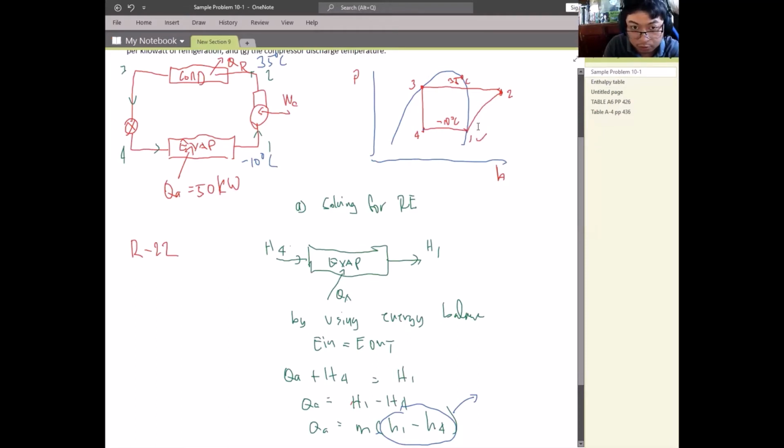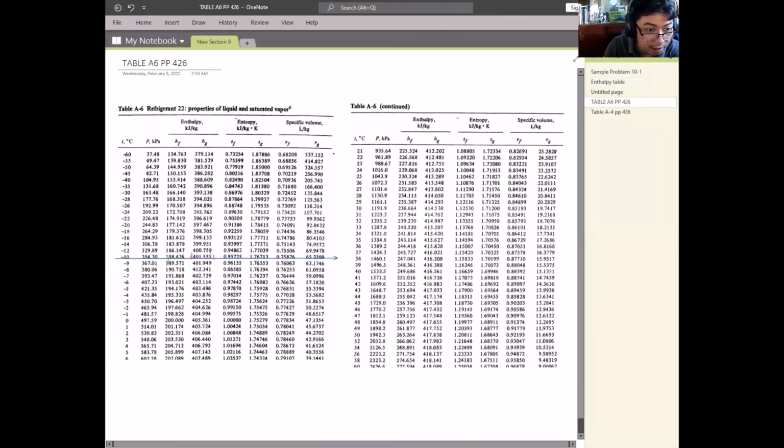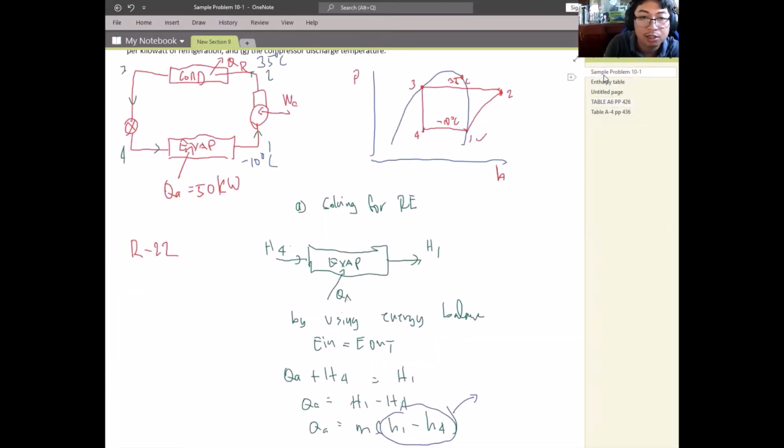So before we proceed on H3 or H4, we will write the pressure. Okay, the pressure is 354.30. Okay, this is the pressure. 354. This is the pressure at 354.30 kPa. Okay. So next is to find H4.